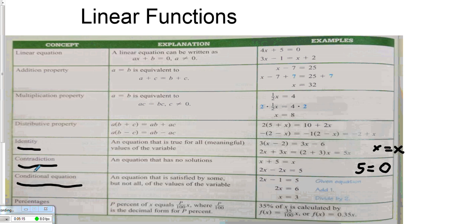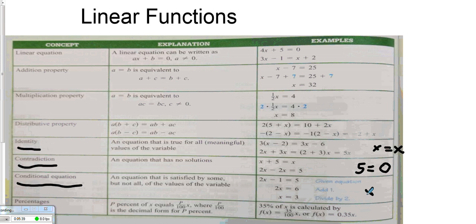The last one is called a conditional equation. It is an equation that is satisfied by some but not all of the values of the variable. So basically, these are the ones you can solve. Like 2x minus 1 equals 5, add the 1 to both sides. 2x equals 6, divide by 2 from both sides. And then x equals 3.